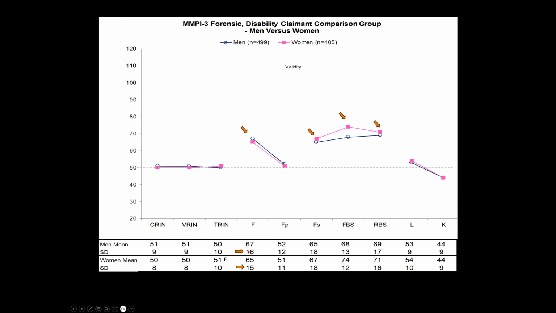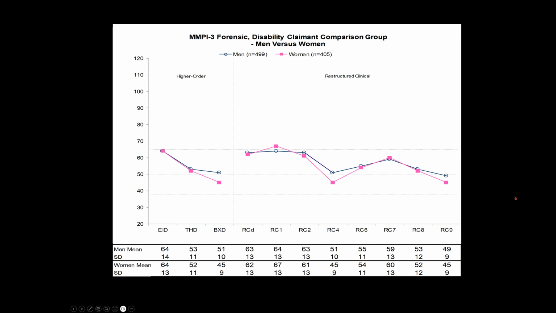You can also see that we have a lot more variability. The standard deviations here, for example, on the F scale are 16 and 15 respectively for the men and women in disability claimants, versus a standard deviation of 10 in the general population.